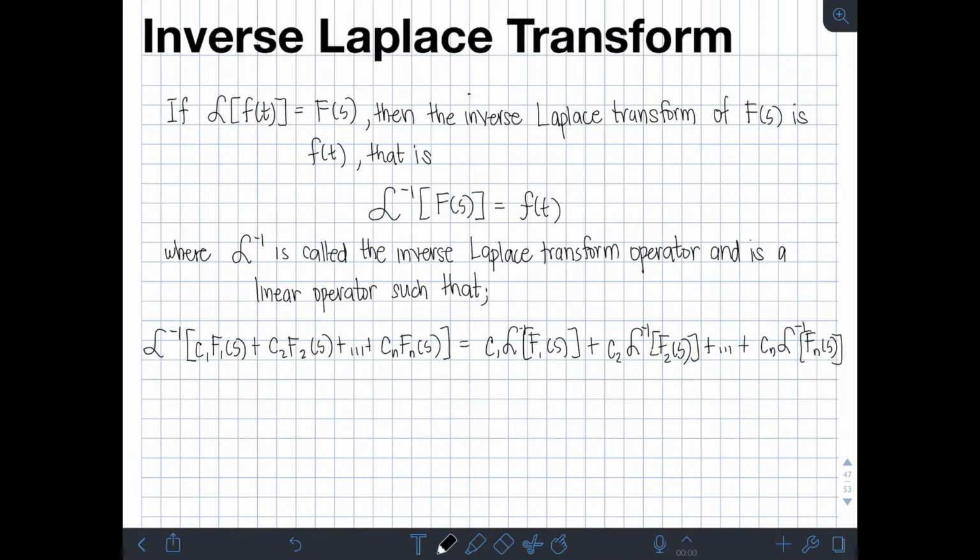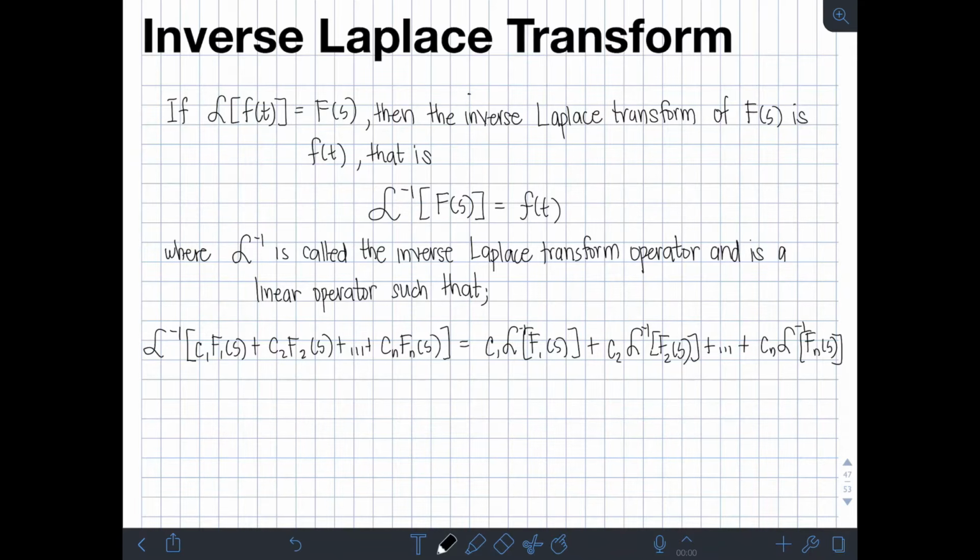Okay? So, sabi, if Laplace transform of f of t is equal to capital F of s, then the inverse Laplace transform of F of s is f of t. That is, inverse Laplace transform of capital F of s is equal to f of t, where L raised to negative 1 is called the inverse Laplace transform operator and is a linear operator such that the inverse Laplace transform of c sub 1 F sub 1 of s plus c sub 2 F sub 2 of s plus ... plus c sub n F sub n of s is equal to c sub 1 inverse Laplace transform of F sub 1 of s plus c sub 2 inverse Laplace transform of F sub 2 of s plus ... plus c sub n inverse Laplace transform of F sub n of s.